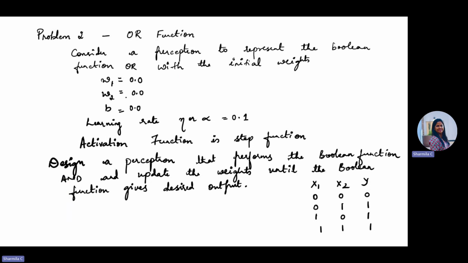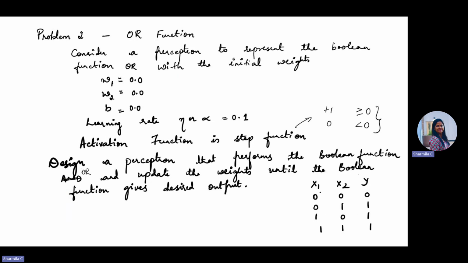The initial weights given are W1 equals 0, W2 is 0, B is 0, that is the bias, the learning rate is 0.1, and the activation function is the step function. The step function is +1 when the threshold value is greater than or equal to 0, and 0 when it is less than 0. So this is the step function we are going to use instead of the signum function. With this, we need to design a perceptron that performs the Boolean function OR, and update the weights until the Boolean function gives the desired output.